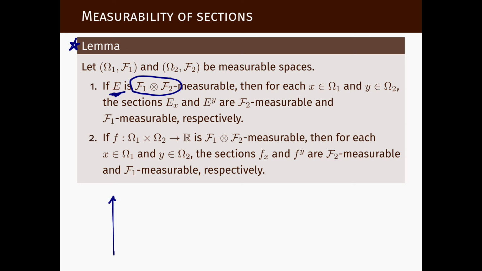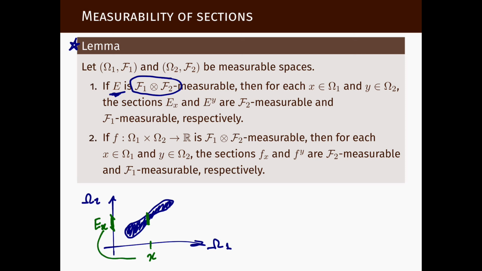So you can think here's my first space, here's my second space, and we take any set here. The set can look like this. Then when we take a section, so we fix x and we consider now this little set here, okay, this set here, which would be a subset of the second sample space. We call this E_x, okay, to denote that it depends on the value of x that we have fixed.